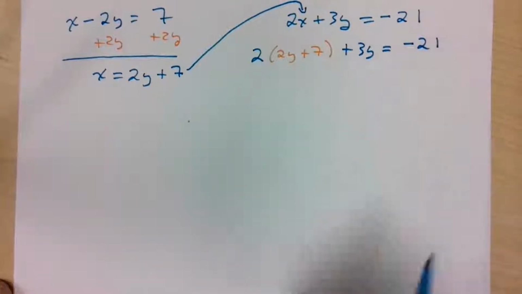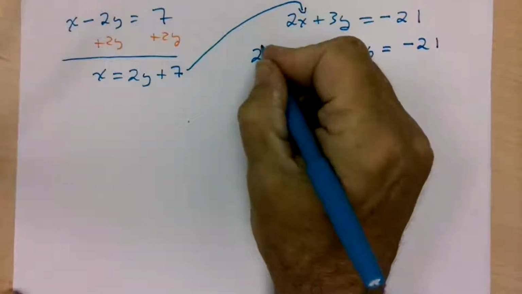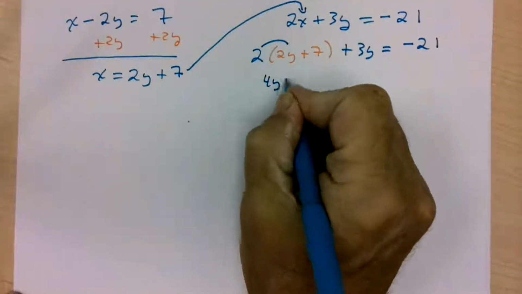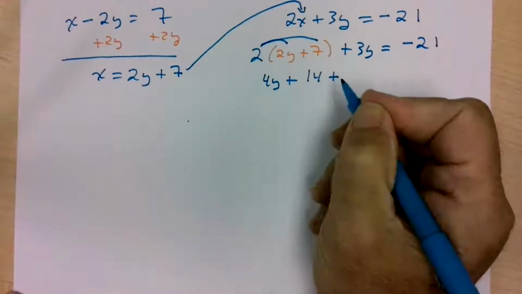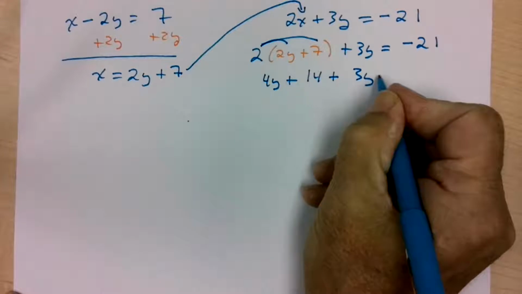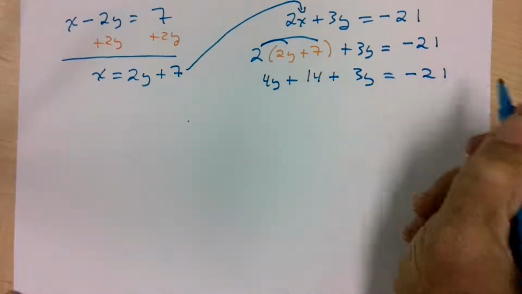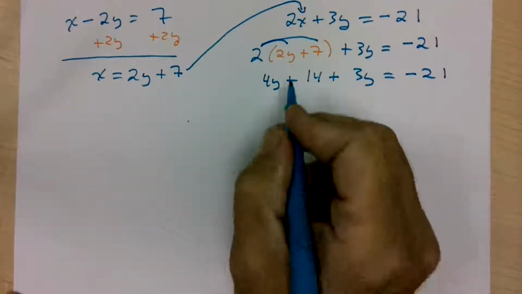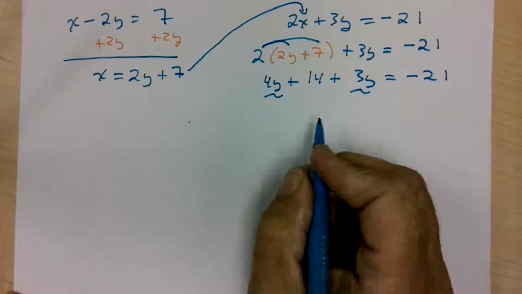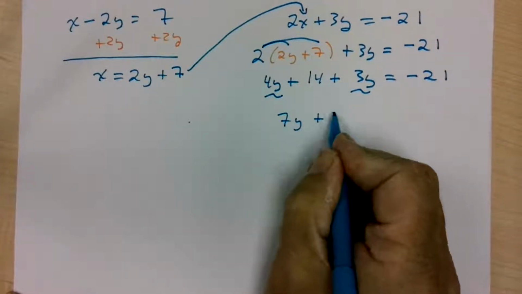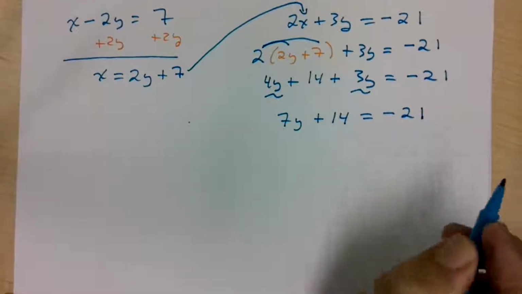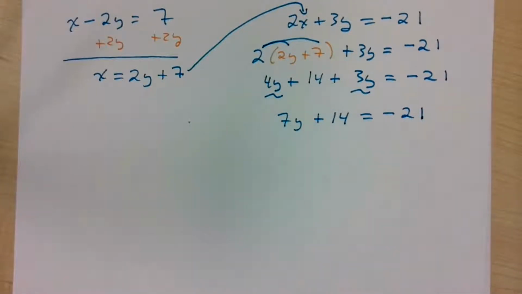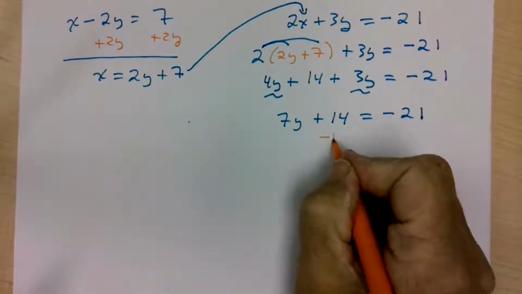equals -21. Now our goal is to solve for y on this side. 2 times 2y is 4y, plus 2 times 7 is 14, plus 3 times y equals -21. Let's combine like terms on the left side. 4y plus 3y is 7y, plus 14 is -21. Let's add -14 to both sides.